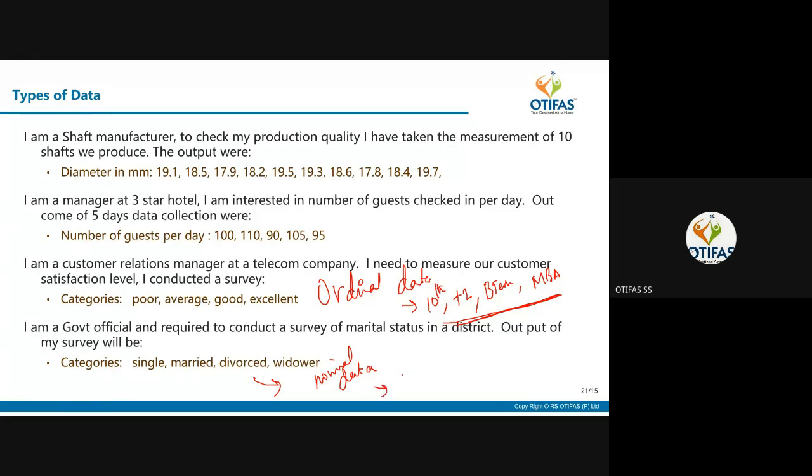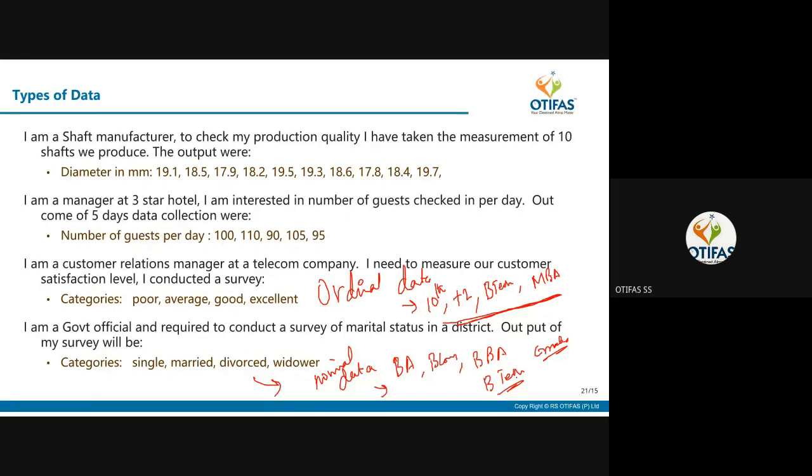But suppose here BA, BCom, BBA, BTech. Is there any meaningful order? No. No, all are graduation. You can never say BA is lower than BTech. No, both are graduates. They are BCom and BTech. All are graduates. You complete BCom, you complete BTech, you are a graduate.